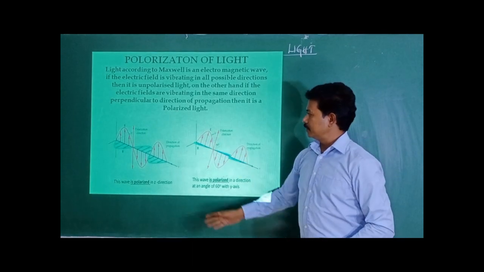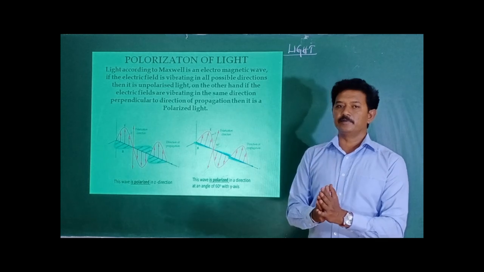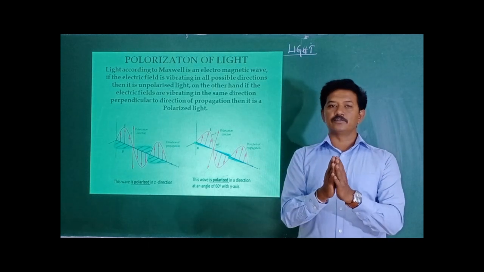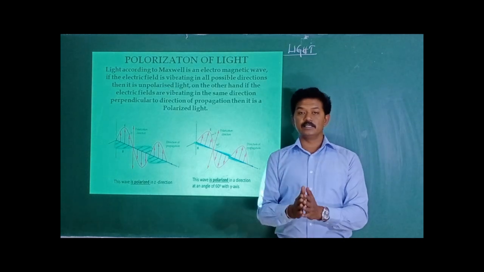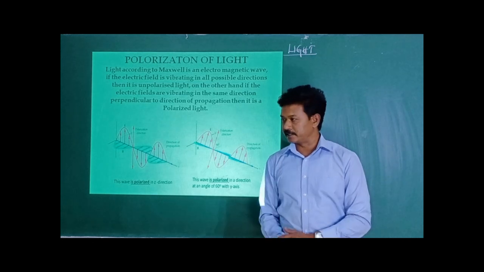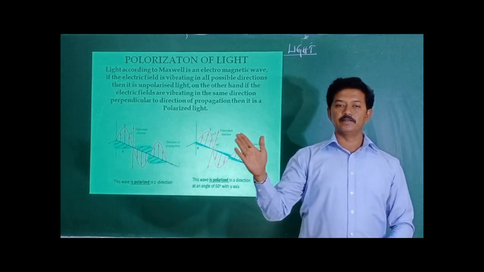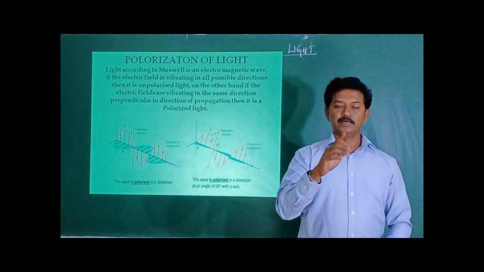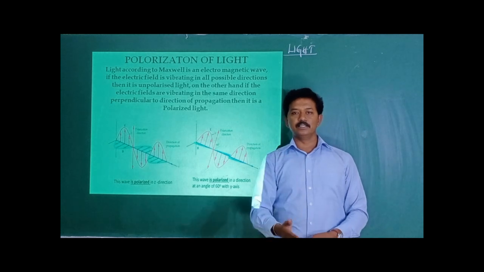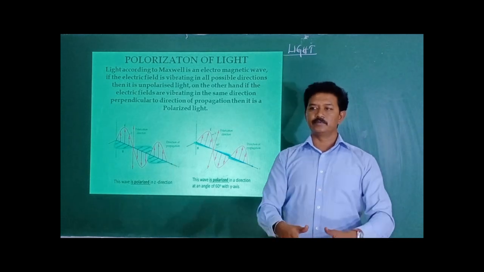So that's an electromagnetic wave. In this electromagnetic wave, if the electric field is oscillating in all possible directions, then it is called unpolarized light. If the electric field in a light ray is oscillating exactly perpendicular to the direction of propagation and in the same direction, then it is called polarized light. You are going to study this in your higher classes, just have a clue about it. No need to go in depth regarding this.